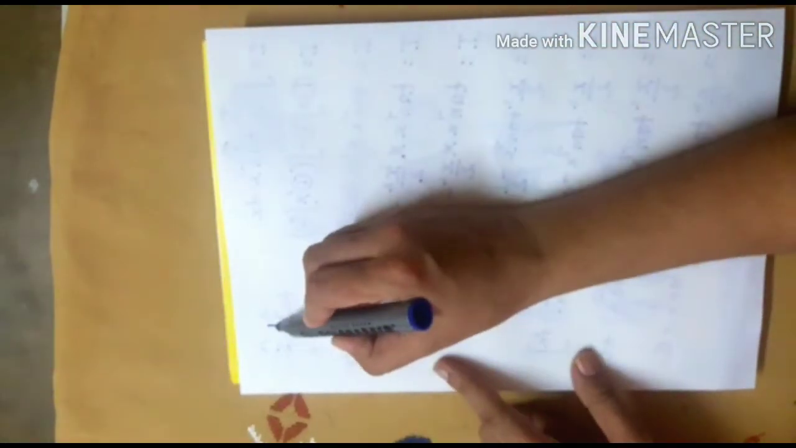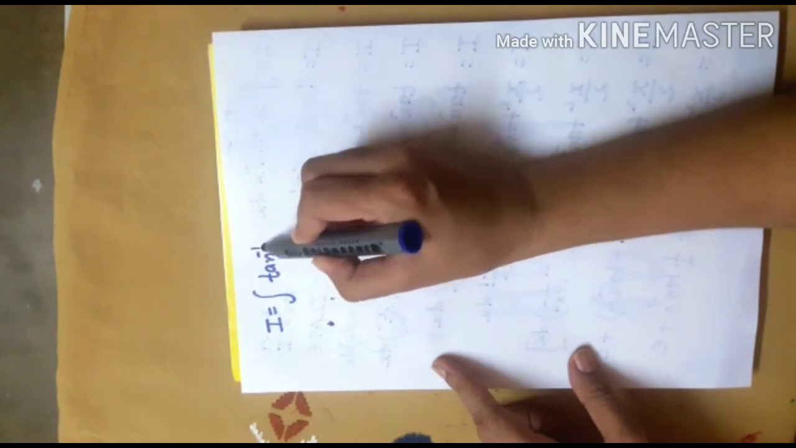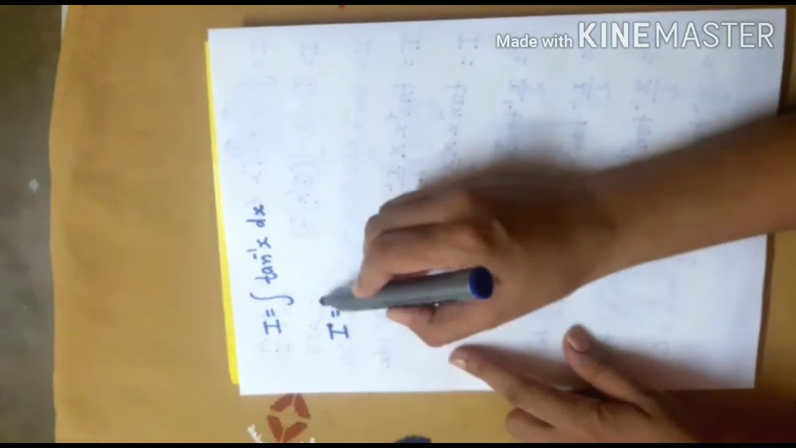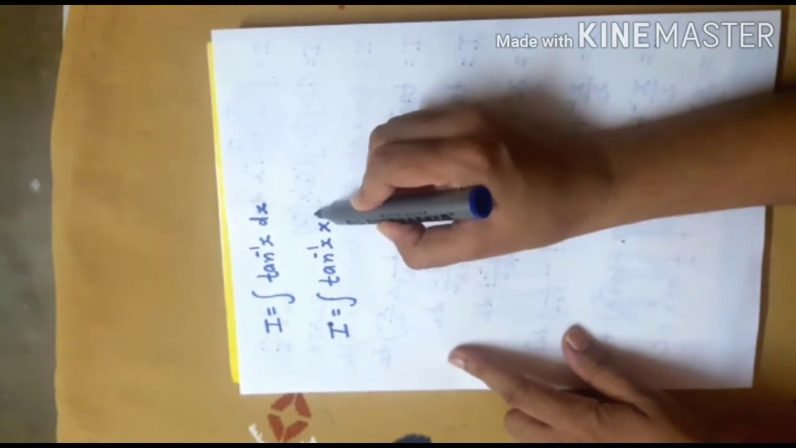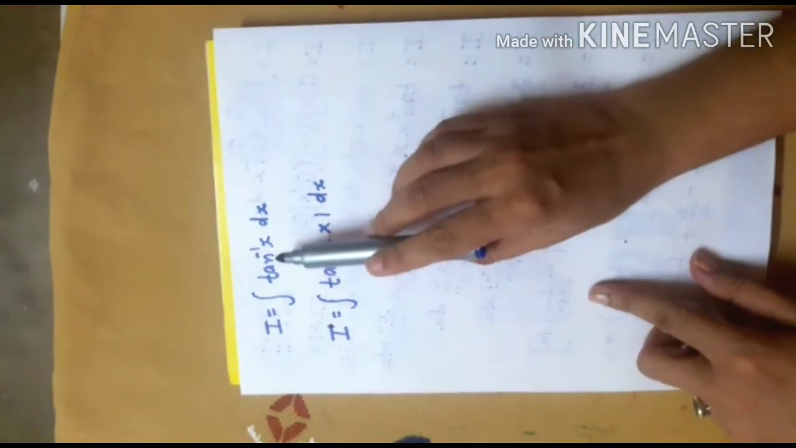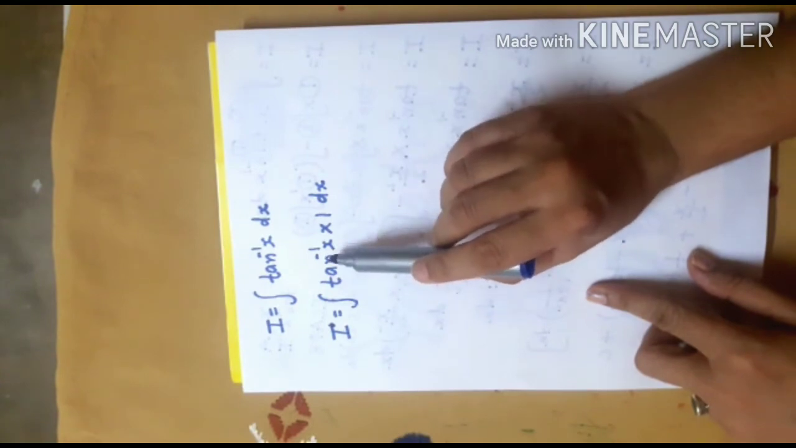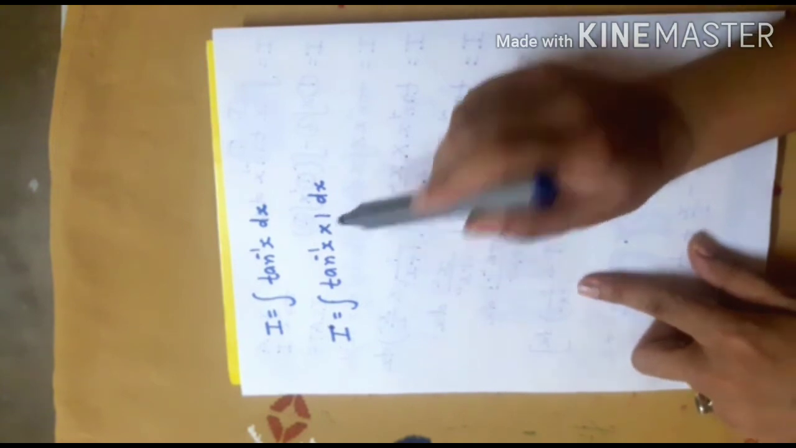Let's take another question. Evaluate I equals integral of tan inverse x dx. Right? I can write I as integral tan inverse x into 1 dx. Can I write it this way? Yes. I have expressed the integrand as a product of two functions, that is tan inverse x and 1. So I can apply integration by parts now.